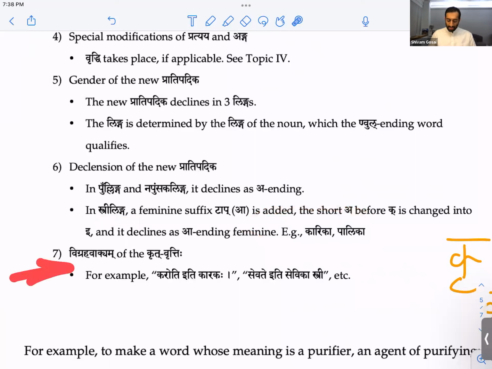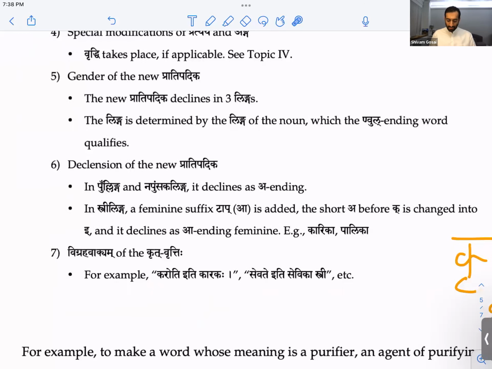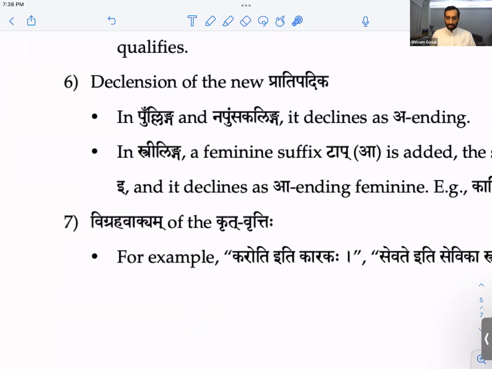The Vigraha Vakya is we take the verb form, the Latlakara, Kartari Prayoga form of the dhatu we are transforming. So if we have the word karaka, we would say karoti iti karaka. So Latlakara Kartari Prayoga Pratama Purusha Ekavachanam. Right? So karoti iti karaka. Okay, we're going to see some examples.